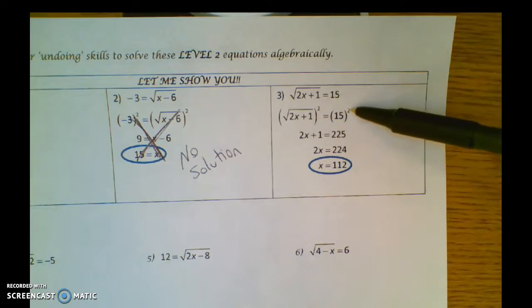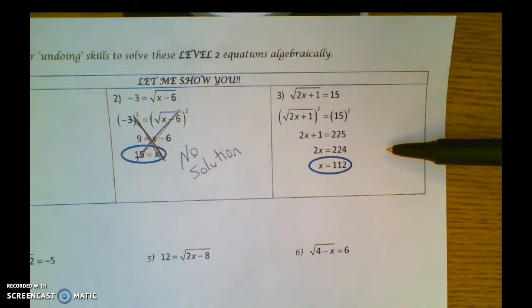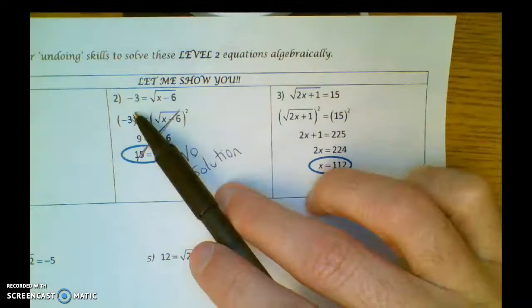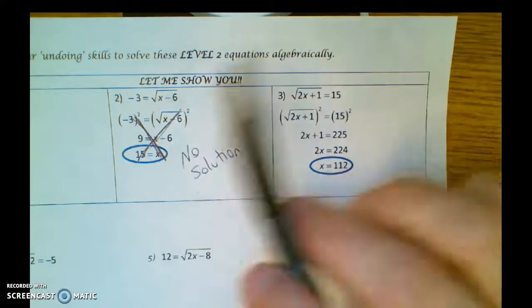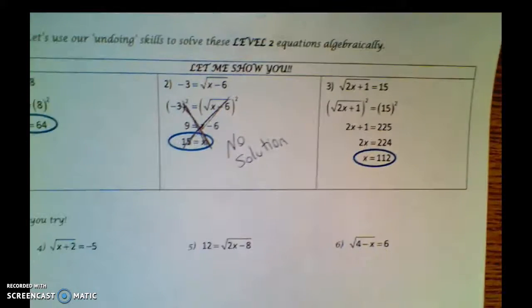So the important part to note when you're doing these problems is put the value inside of parentheses and square each side of your equation. If it's equal to a negative solution or a negative number, there is no solution for a square root. Try the problems 4, 5, and 6 on your own.